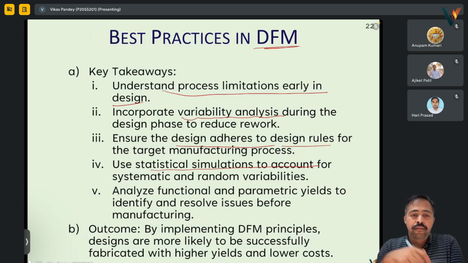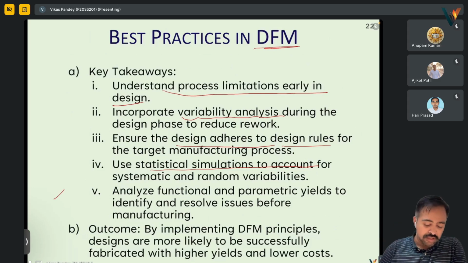Okay. Analyze the functional and parametric yield to identify and resolve issues before manufacturing. So we do the simulation, we get that the parameters will vary so much that we cannot go for this fabrication. Then we tweak it, we change it, and then we get that now it is perfect, like acceptable. Say the throughput is, say, 90% now. We can go for it. So actually we might get something around 70 to 80% output.